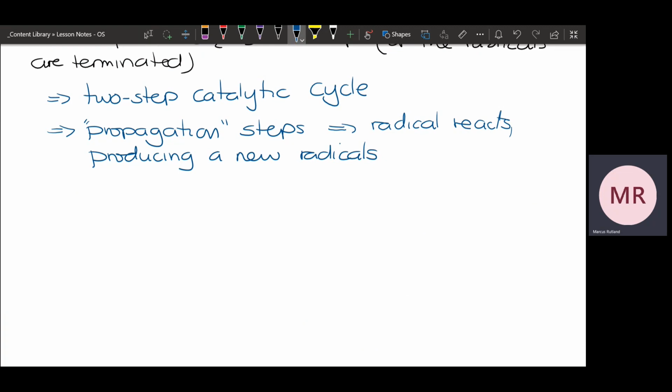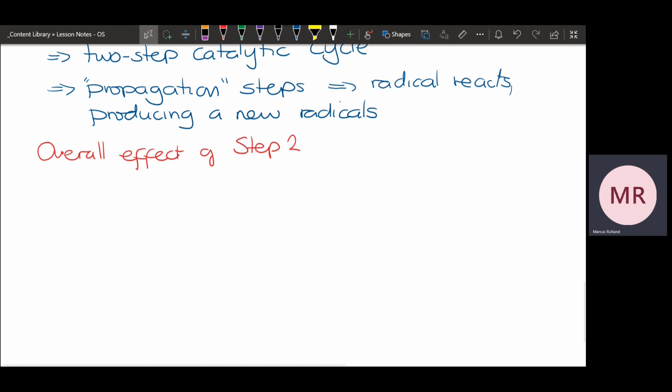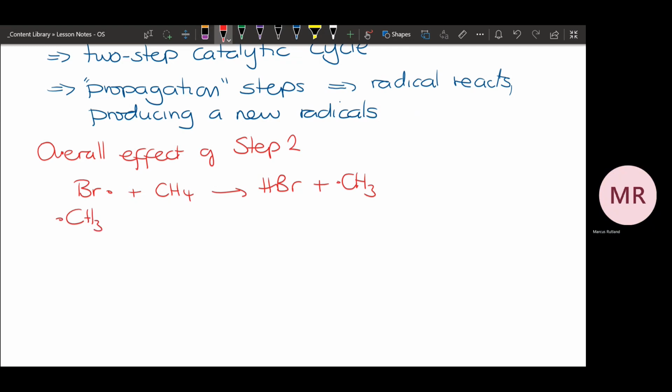The other thing to show about this is that you can look at the overall effect of step 2. And you just write out the 2 steps. So the first step was Br dot plus CH4 goes to HBr, where it's grabbed a hydrogen, plus CH3 radical. And then in the second part, the CH3 radical reacted with another bromine molecule, Br2, and you got the CH3Br and the Br dot.